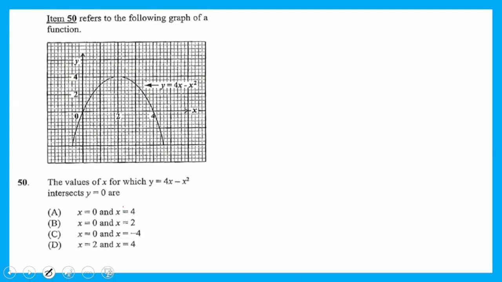The values of x, look at this graph, for which this graph intersects y equals 0, that line, and y equals 0 we know is the x-axis. At what points do those two things intercept? That's going to be where x is 0 and where x is 4.